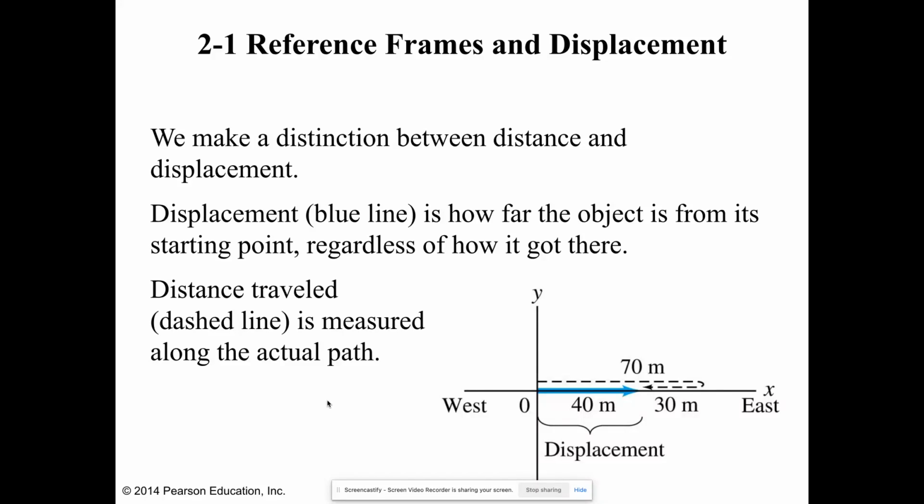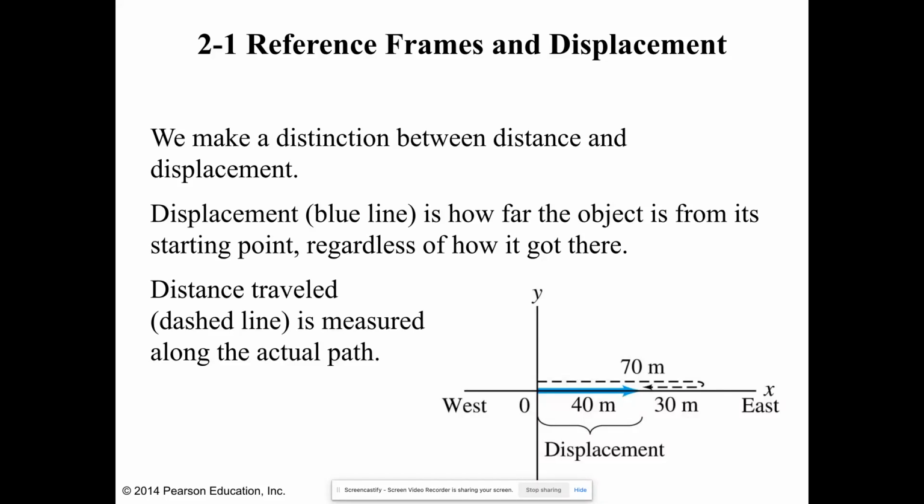So then we can make a distinction between distance and displacement. Displacement is how far an object is from its starting point. So that's a technical term, okay? Distance is how far you traveled along a path. It's very technical. Displacement, if I stand up and I walk over here and I come right back to here, how much have I been displaced? Zero, right?